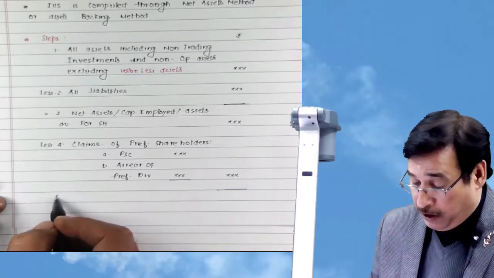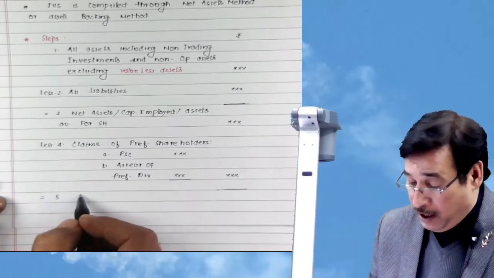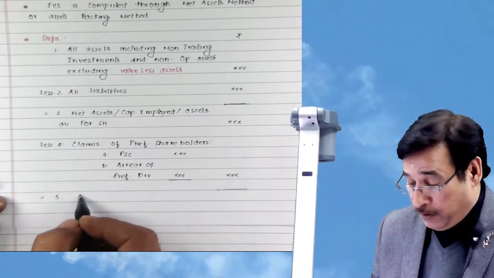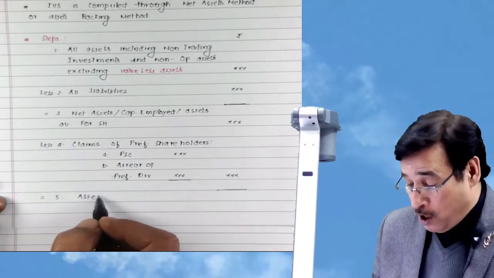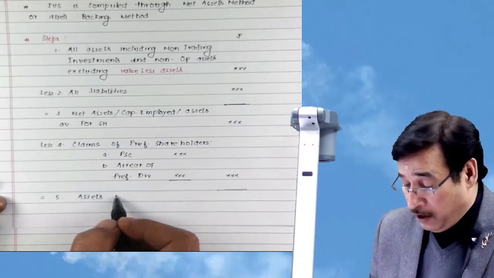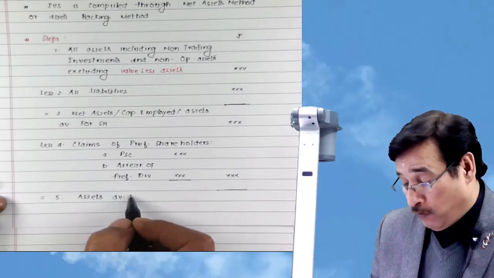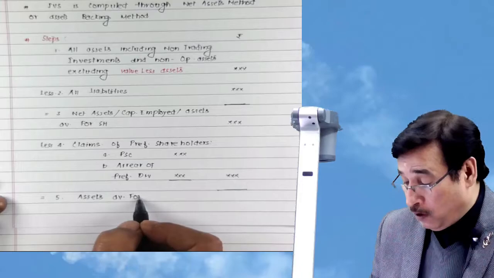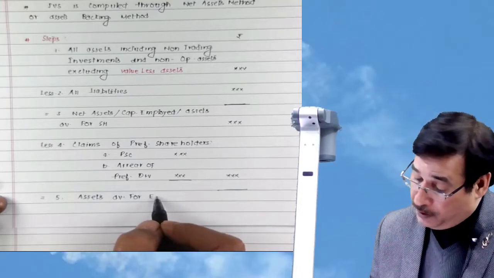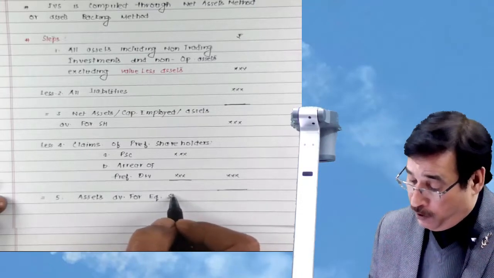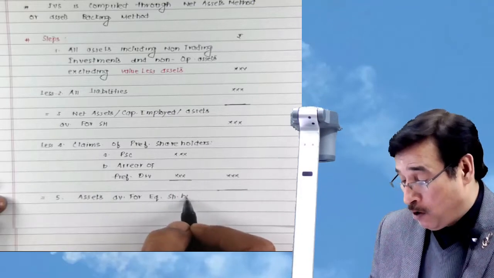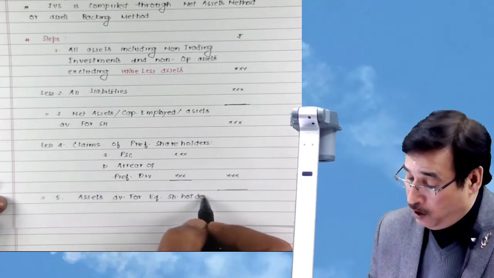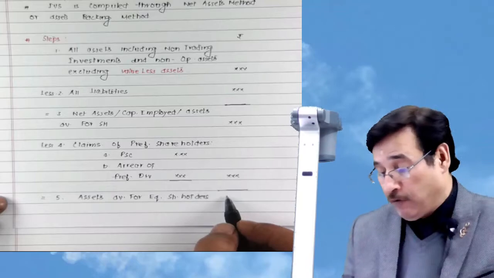So if there is any preference share capital, you will have to subtract it from the assets available for shareholders. Now you would get assets available for equity shareholders. So now you will get assets available for equity shareholders.